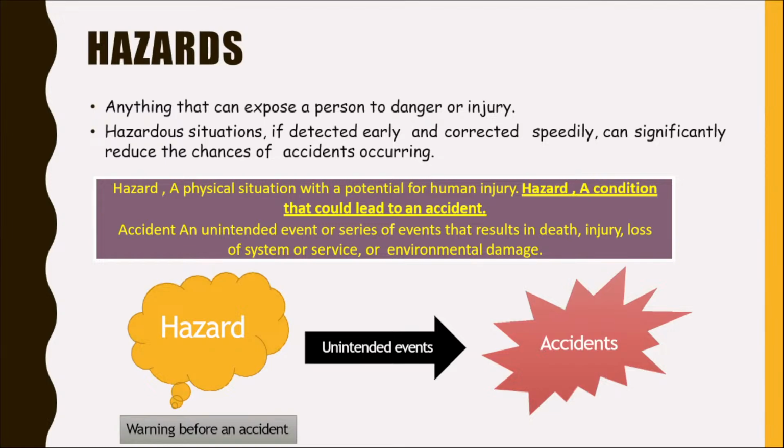Hazard: a physical situation with potential for human injury. Hazard: a condition that could lead to an accident. Initially there will be a hazard, and that hazard may pave the way for an accident. Accident is an unintended event or series of events that results in death, injury, or loss of system or service, like I said earlier. That situation is known as an accident. So a hazard leads to an accident.